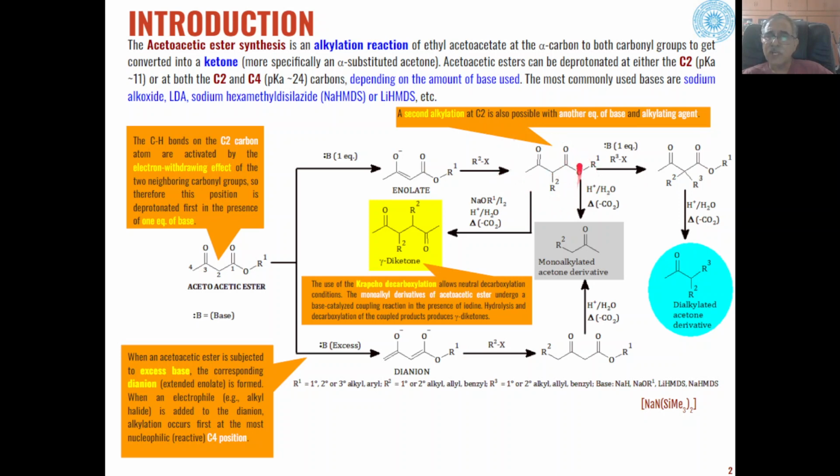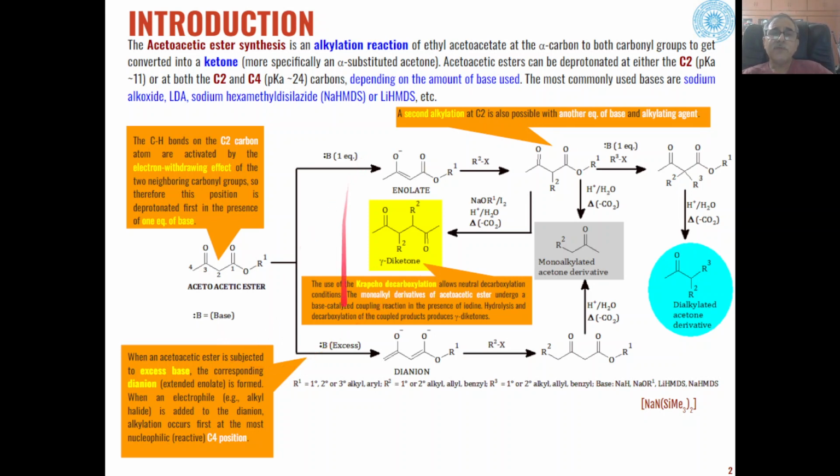Similarly, when this monoalkylated acetoacetic ester is reacted with sodium alkoxide and iodine, followed by hydrolysis and decarboxylation, we will get these types of gamma diketones. This reaction is basically a base catalyzed coupling reaction in the presence of iodine. So this is another type of product where we can get gamma diketones.